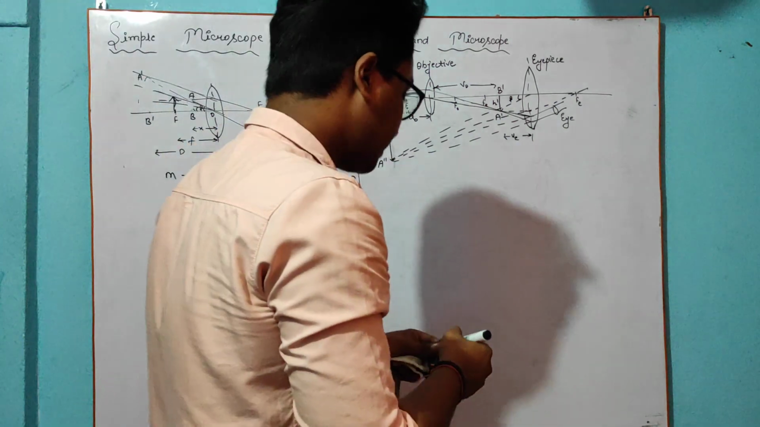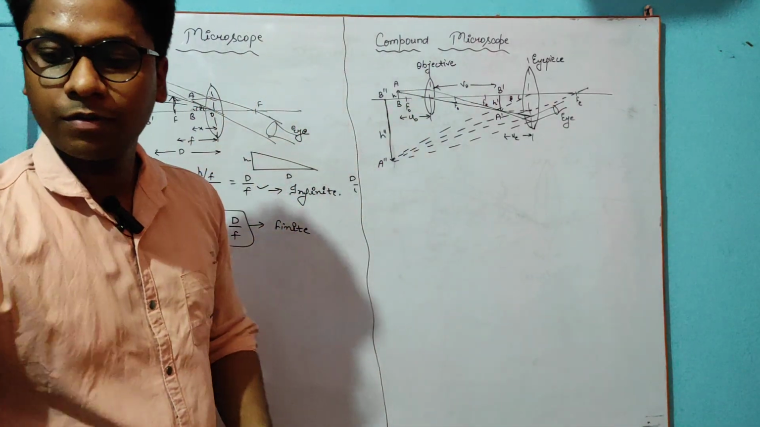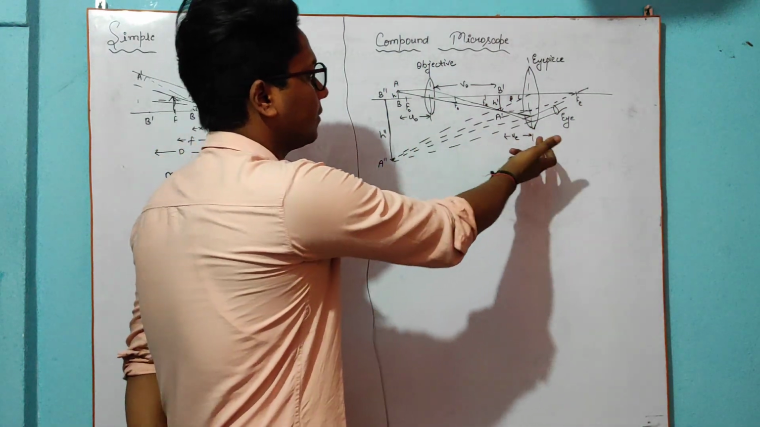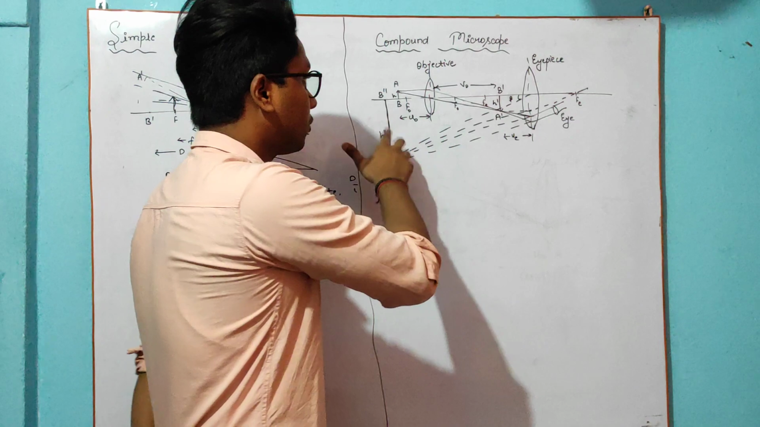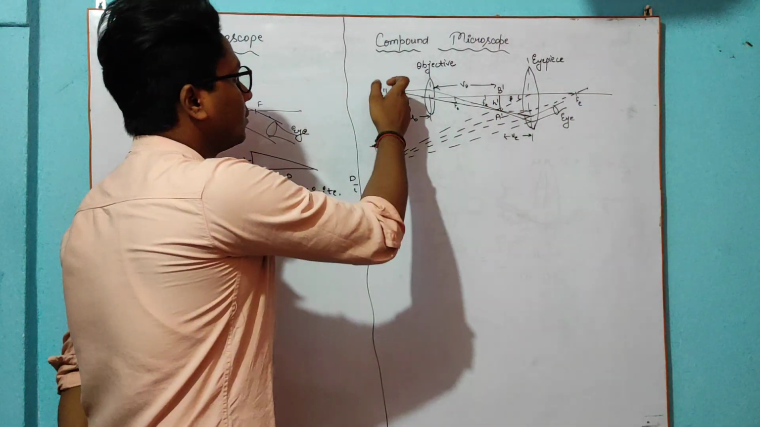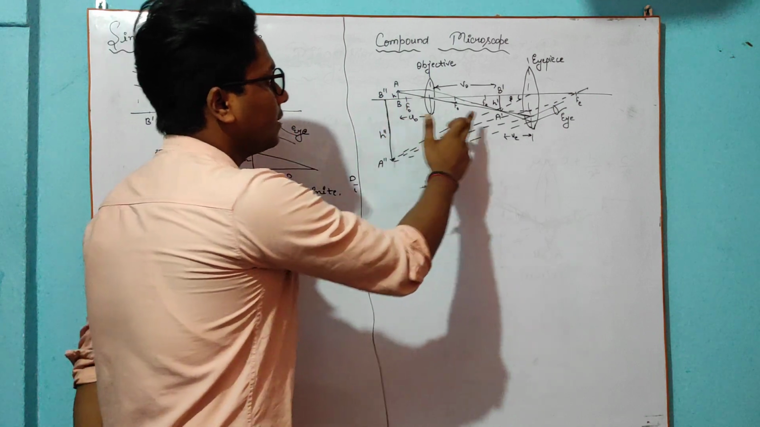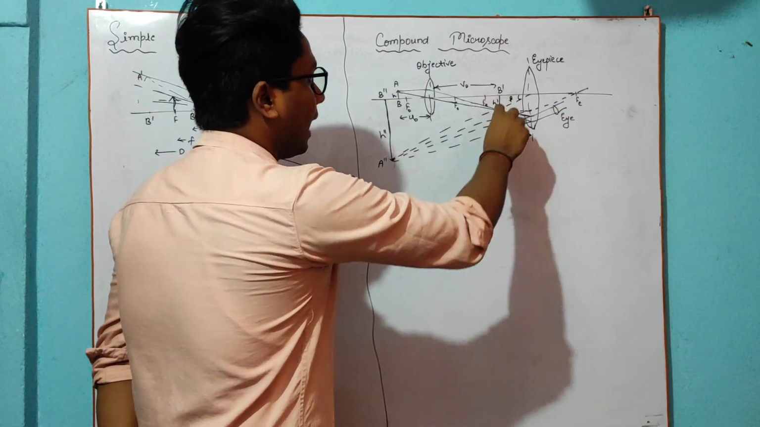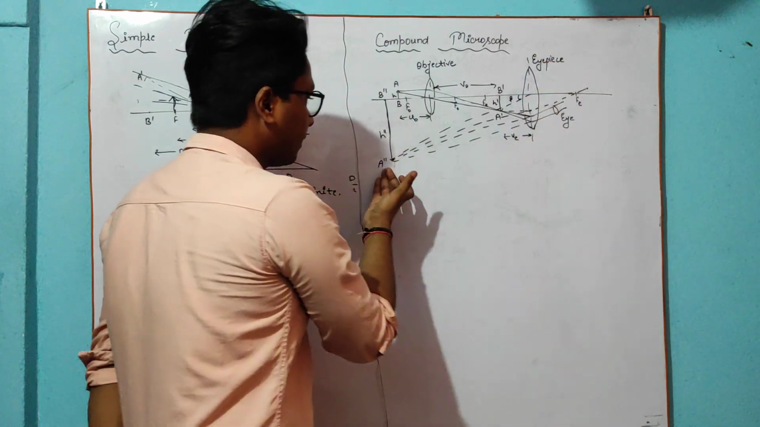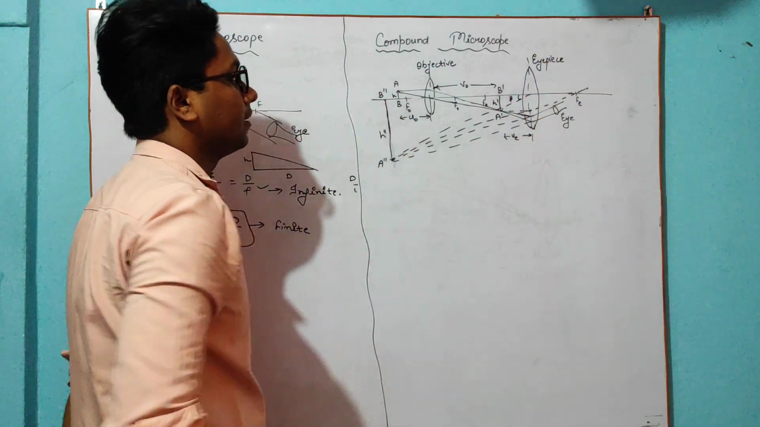Okay, now let's start the compound microscope. A compound microscope consists of two lenses. One is called the objective, another is called the eyepiece. The objective has a shorter focal length, the eyepiece has a larger focal length. Let's suppose this is object AB. Now one image is formed here, A dash B dash, and this A dash B dash acts as an object for the eyepiece, and another image is formed at A double dash B double dash.